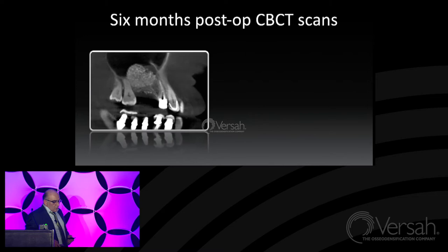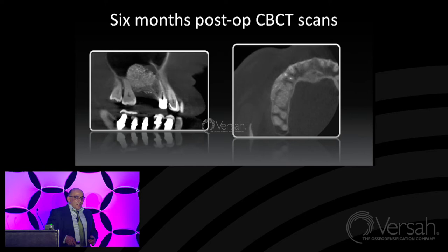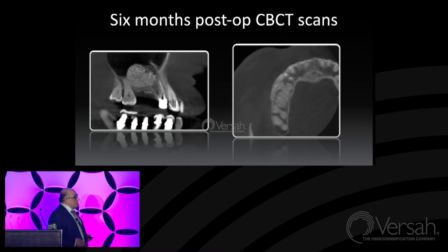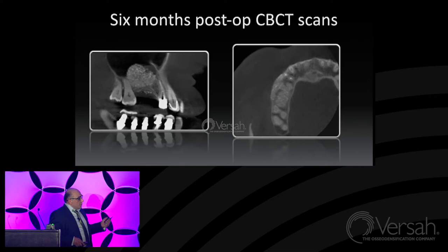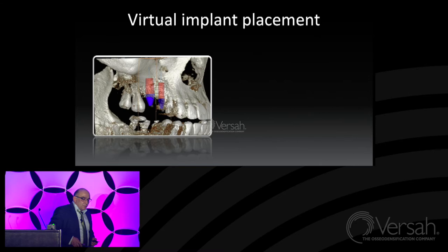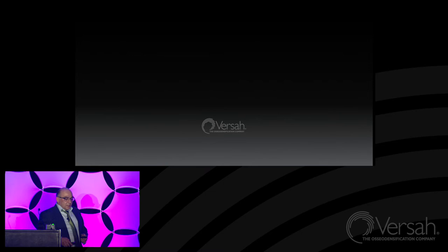So this is the other projection of the CBCT scan. We have enough amount of vertical and horizontal bone bulk around the zone of implantation, about 6-7 millimeters or more, maybe. We make the virtual implant placement. Usually we do it. See that we can place the implant of desired diameter.